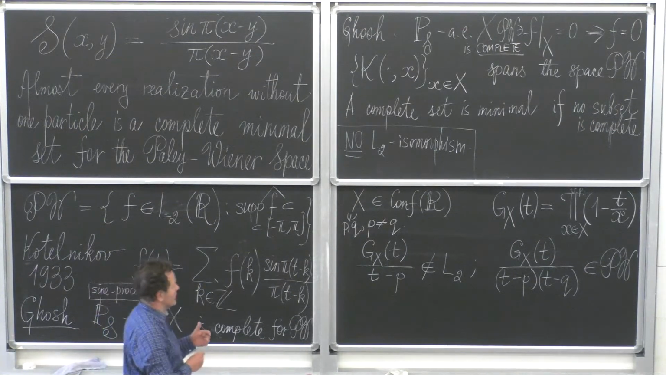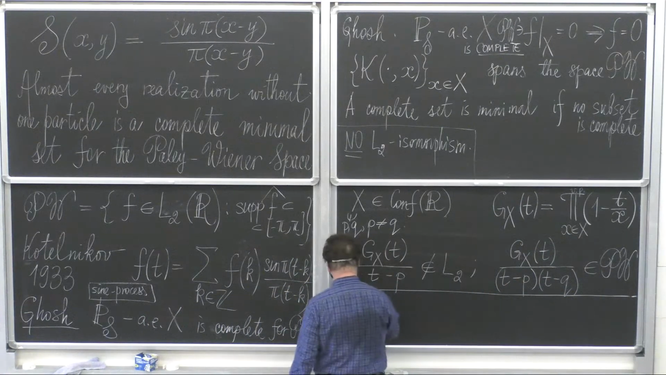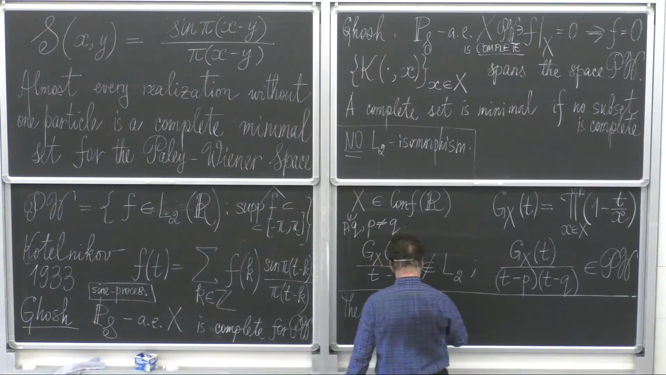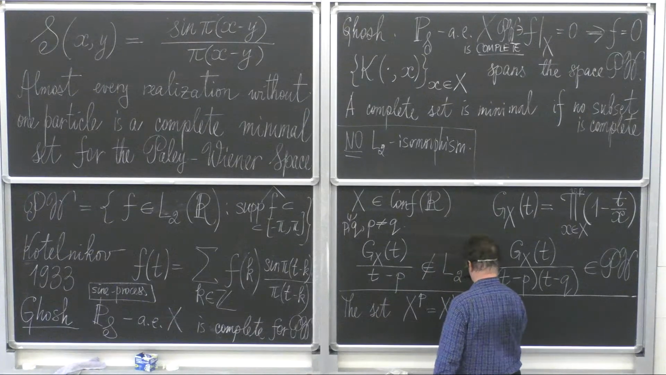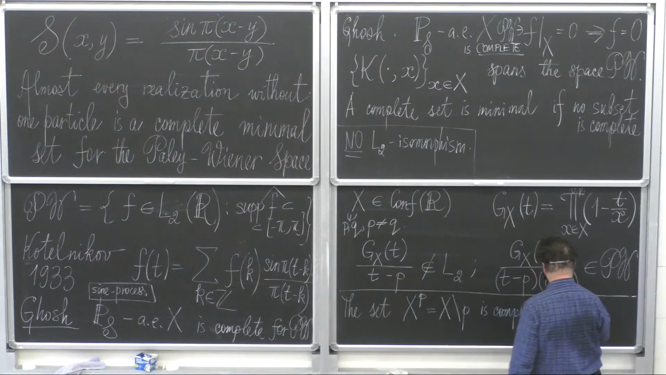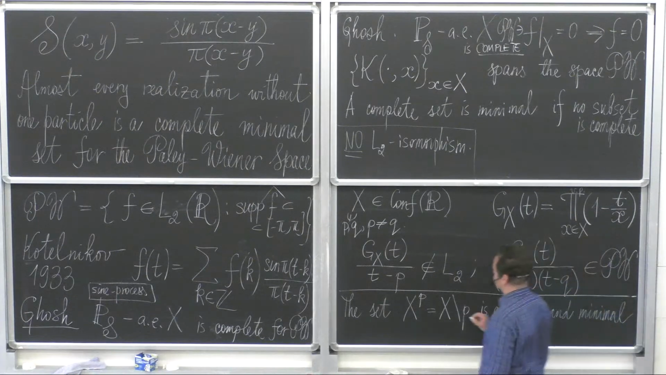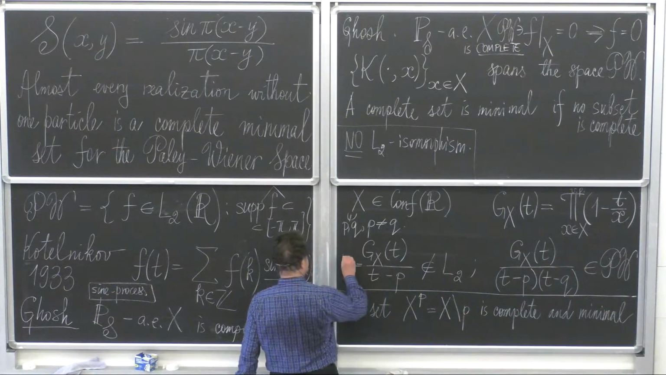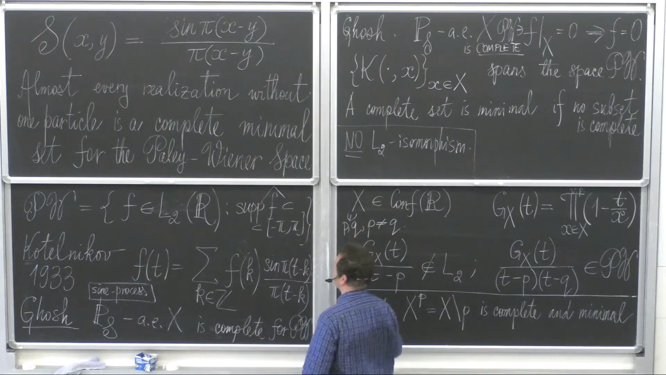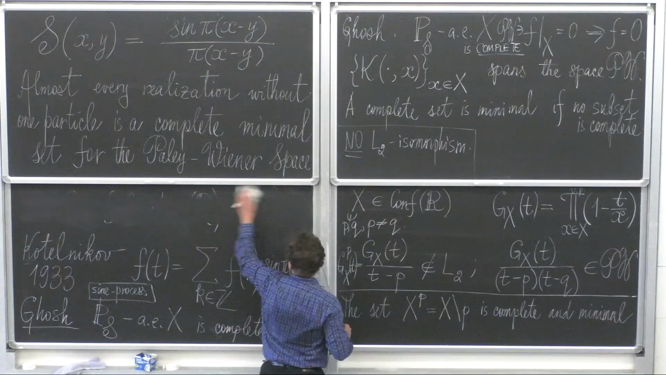Of course, it is now possible. So the set, let me denote it x_p, so x minus p, is complete and minimal. Complete and minimal, okay. So this function I denote by g_p(x) of t. And then let me write here the analog of the Kotelnikov theorem.